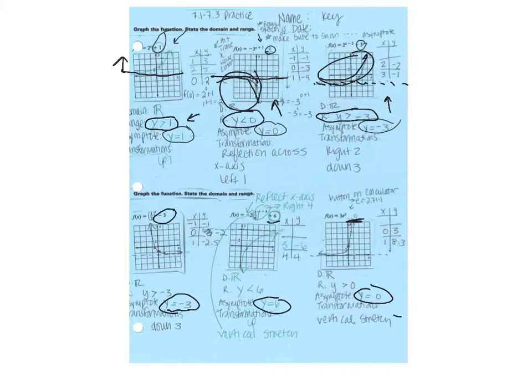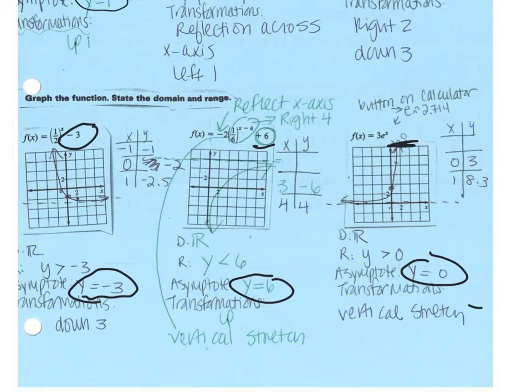So that's a quick review of the asymptotes and the range. The domain for all of these is all reals. And then in terms of transformations, let's look at this bottom one because everything's going on here.